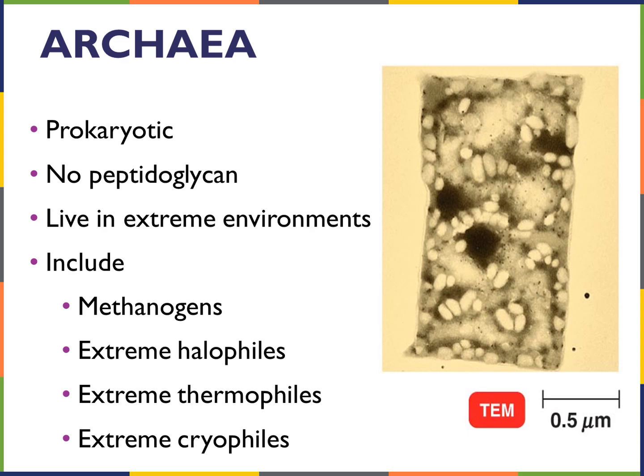They are prokaryotes like the bacteria are. However, they do not have peptidoglycan. And they tend to live in unusual or extreme environments. For example, some include the methanogens. These are archaea that produce methane gas. Some are extreme halophiles. Halo means salt. Phile means lover. These are salt lovers.